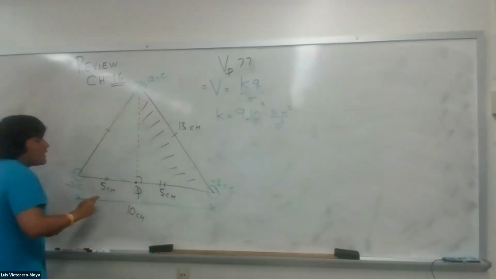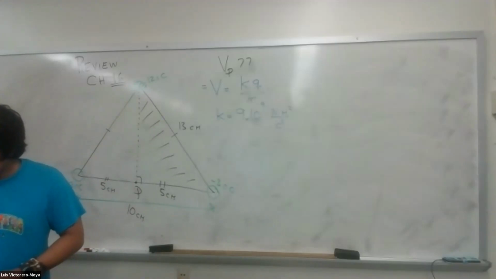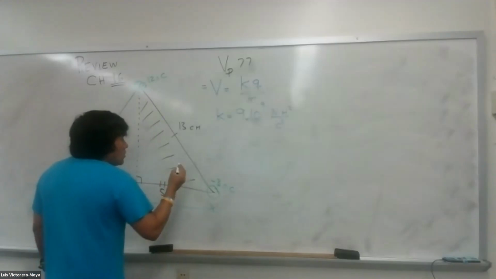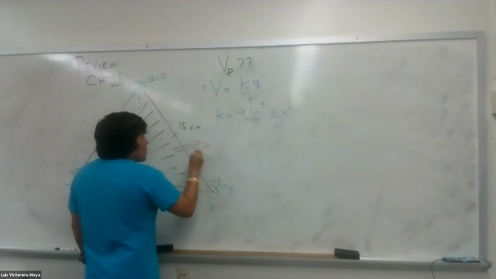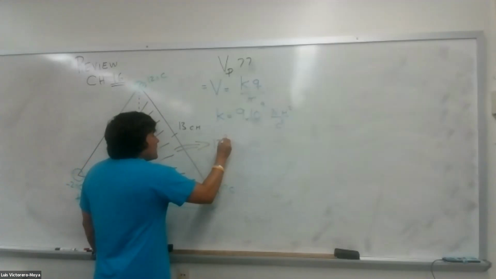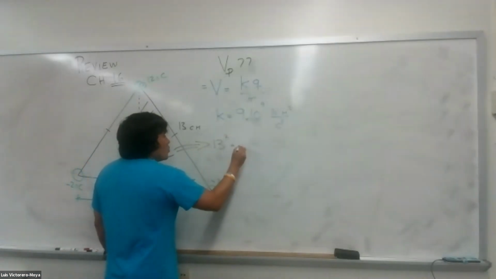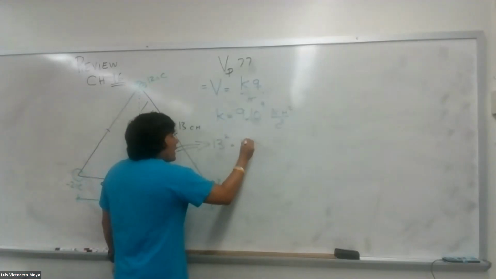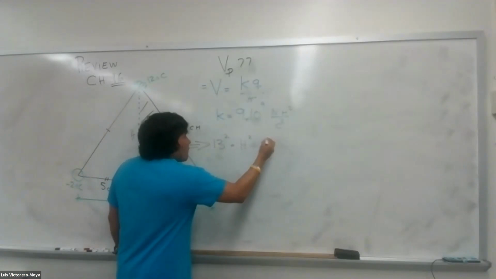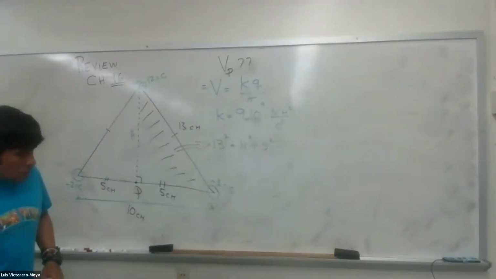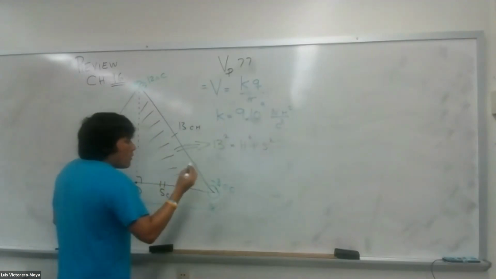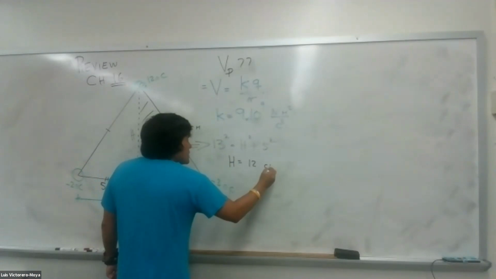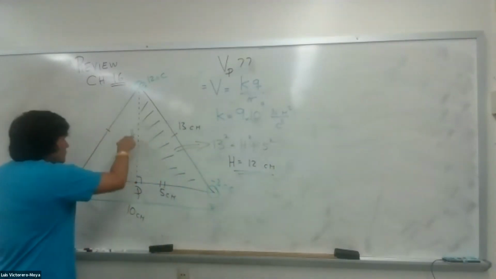What's the value of the height? How do you find the height? You use Pythagoras theorem, right? So 13 squared equals, let's call this H squared, plus 5 squared. So if you do your math, H is equal to 12 centimeters. That's the value of H.